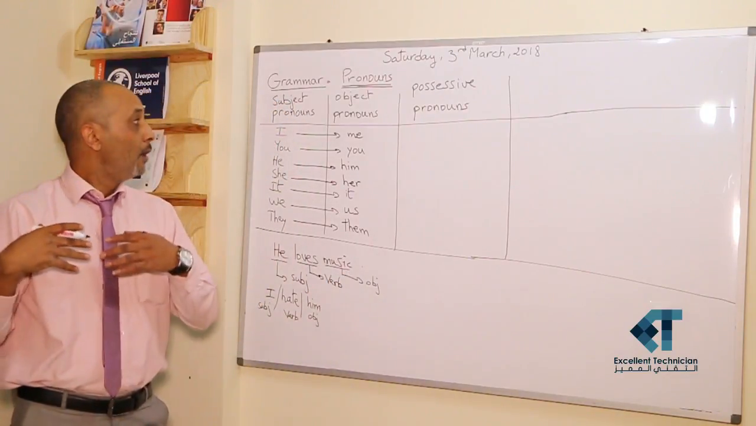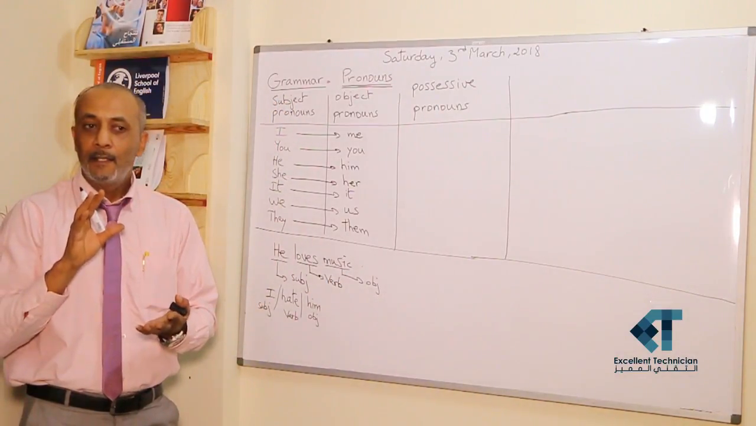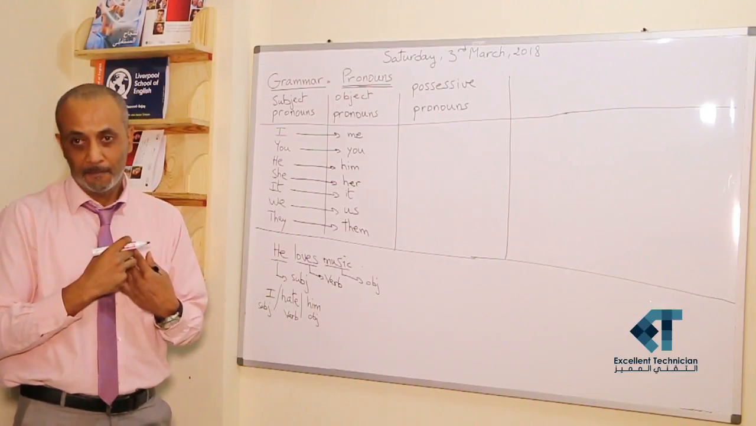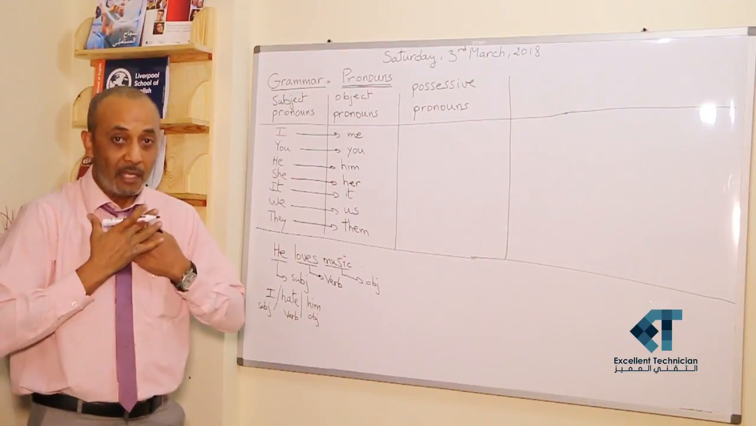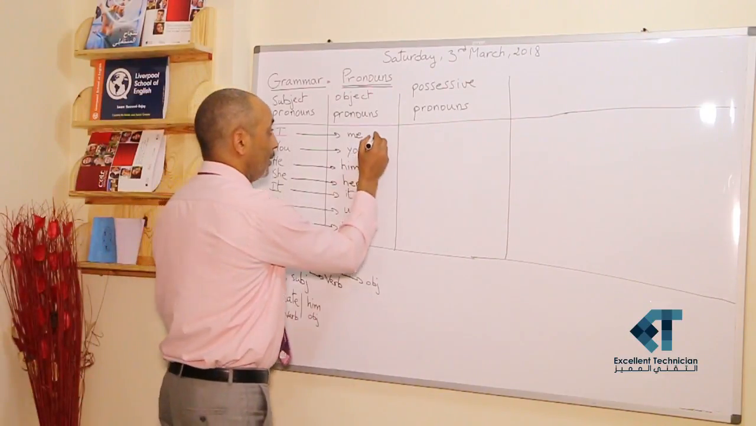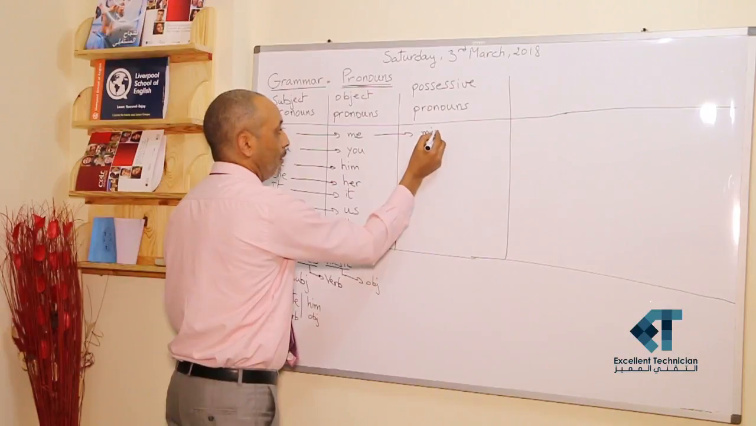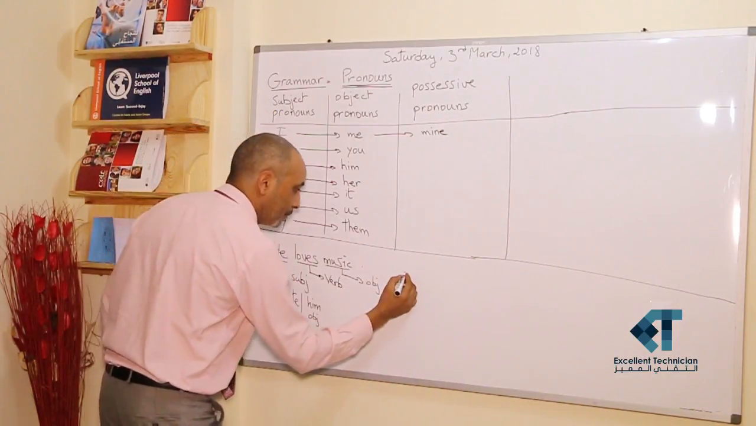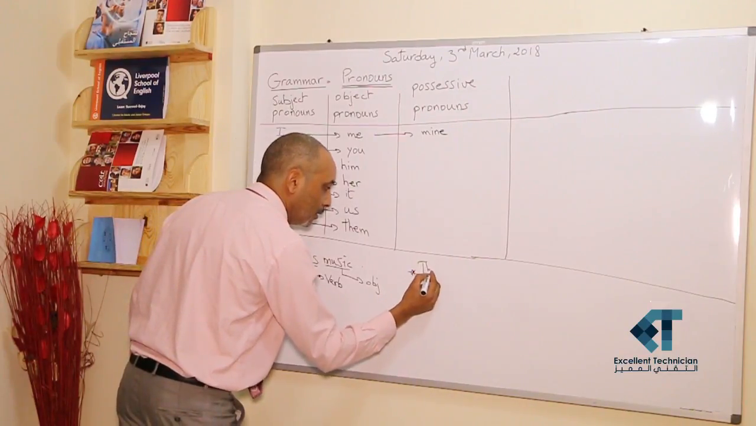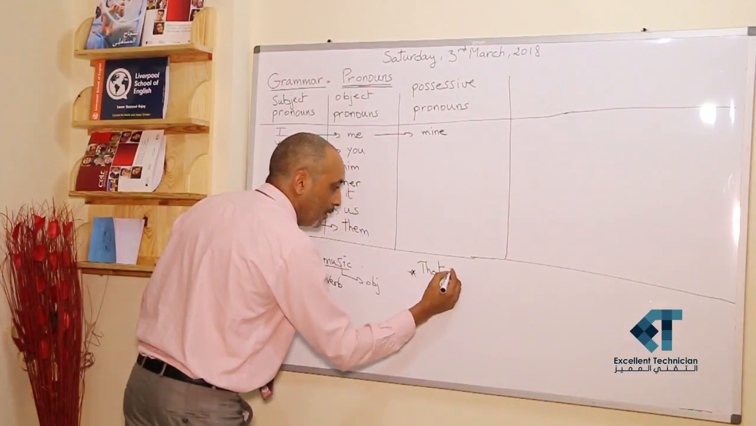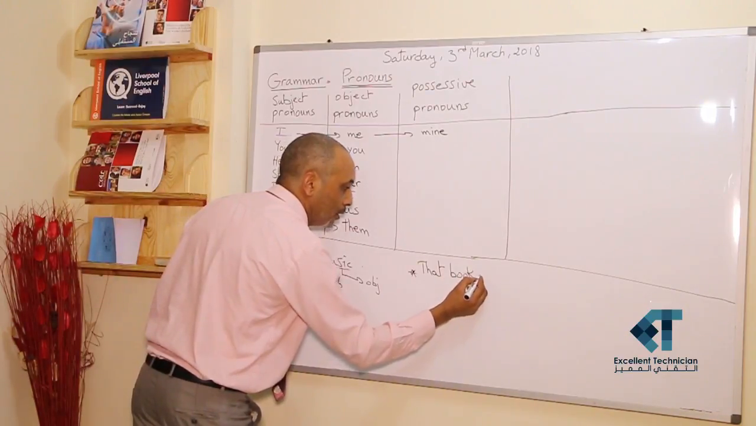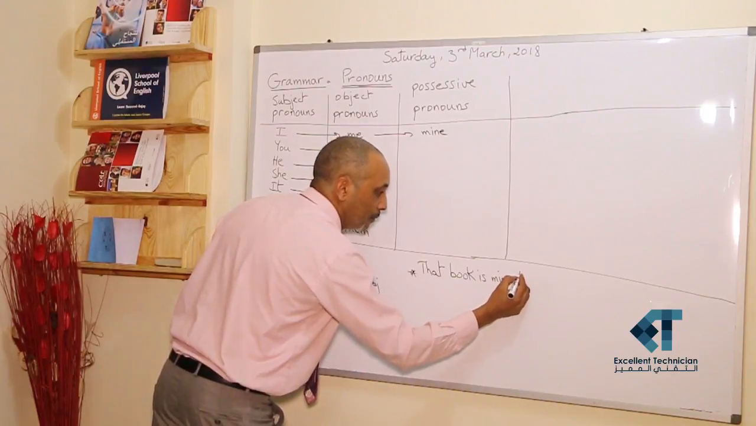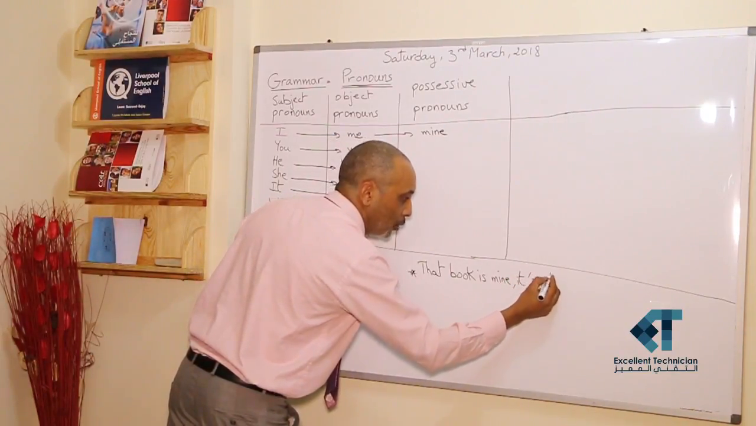Possessive pronouns means a pronoun that expresses the possession of something. Something that is for me, for example. It is mine. We say, for example, that book is mine. It's not yours.